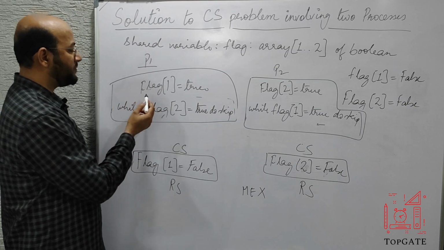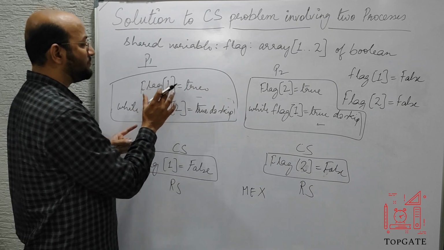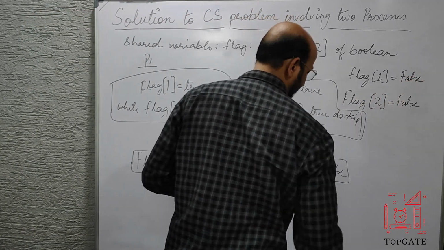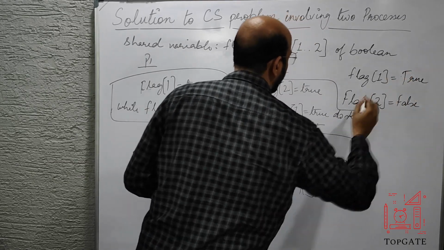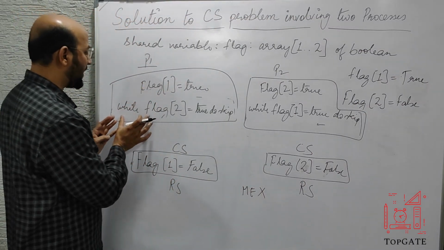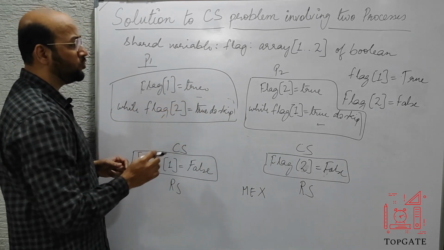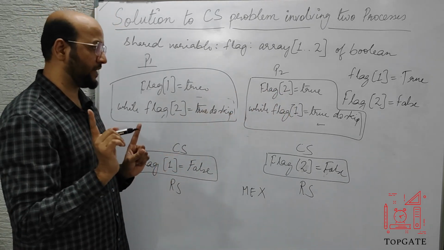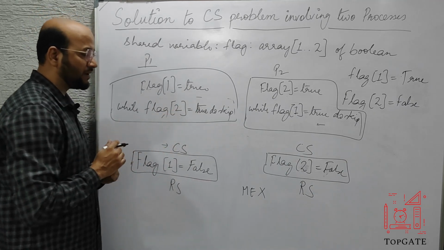For P1, the first statement is flag 1 is equal to true. So it will set the value of flag 1 to true. The initial value was false; now the new value will be changed to true. After making it true, it will execute the next statement: while flag 2 is equal to true, do skip. And what is the value of flag 2 right now? Flag 2's value is false right now. Therefore, this while loop will be broken and it will go to the critical section.